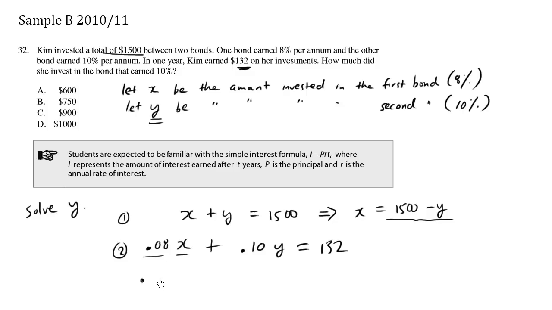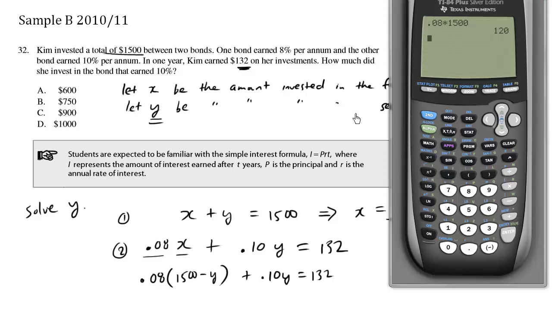So I have 0.08X, which happens to be 1,500 minus Y, plus 0.10Y equals 132. This is where we can use a calculator. 0.08 times 1,500. This here is, I'm just using distribution, multiplying. This here is 120 minus 0.08Y plus 0.10Y equals 132.